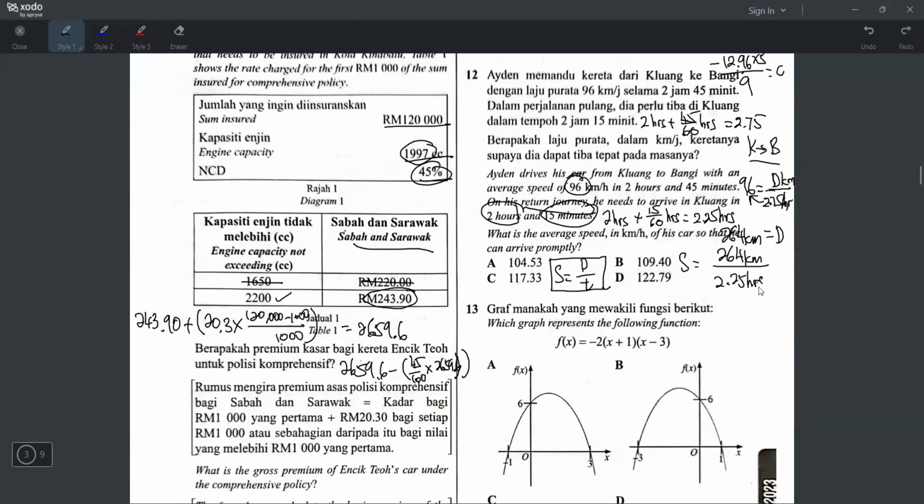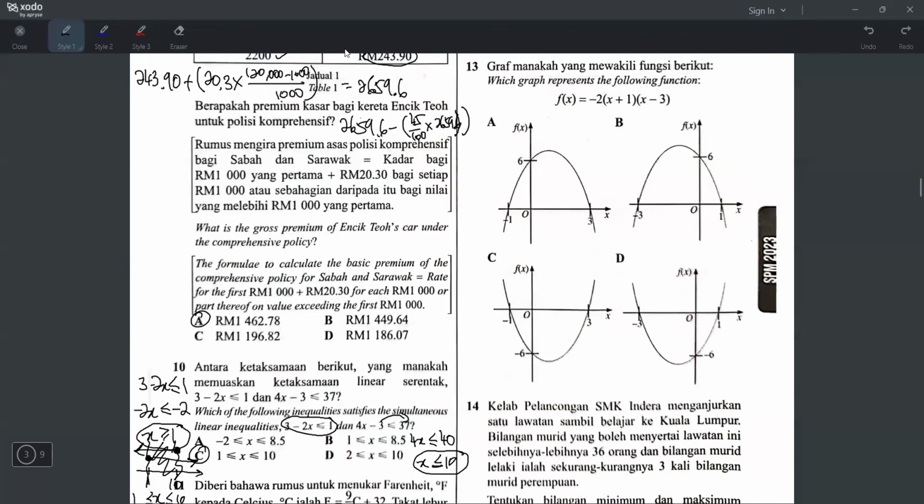Okay. And if you press 264 divide 2.25, you will get the speed. And the answer will be in kilometer per hour. And indeed the question wants kilometer per hour. Okay. So you press this, and you get the answer. So what is 264 divide 2.25? I got 117.33. So let's look at ABCD. Is there an answer? Yeah, there is. So the answer is C. Okay, done.